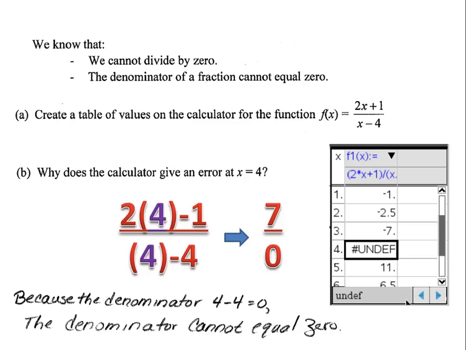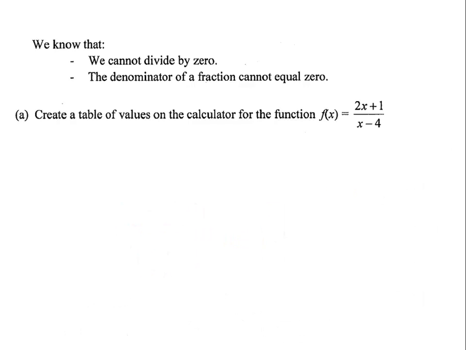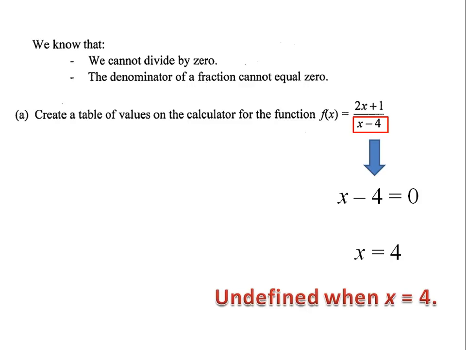How can we find this simplistically? Well, really, all you have to do is look at the original function. And actually, all you really have to look at is the denominator. X minus 4 is where the problem can occur. We want to know, where does x minus 4 create a 0 in the denominator? So we simply say x minus 4 equals 0, and we solve that equation. We end up with x equals 4, which means that this is undefined when x equals 4.